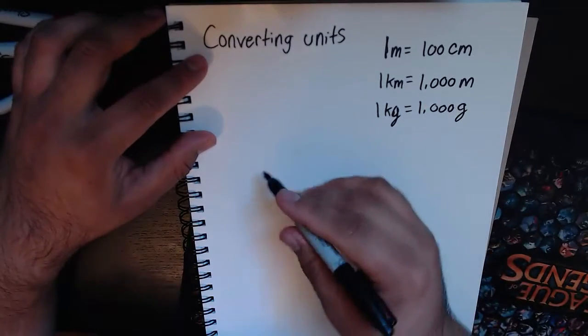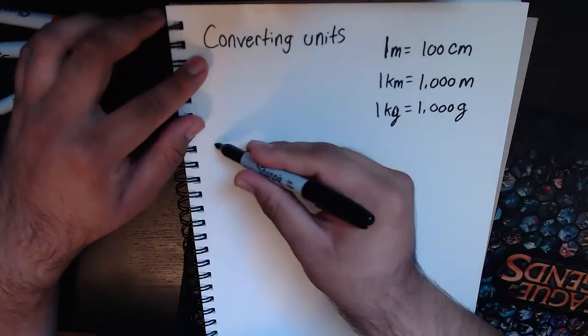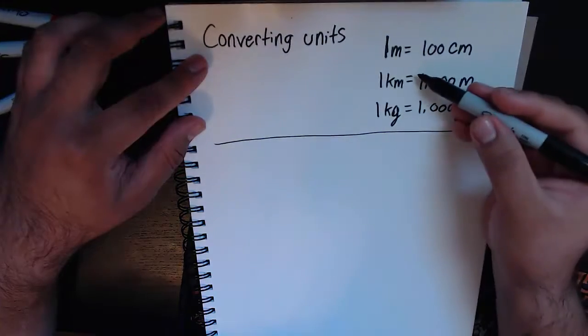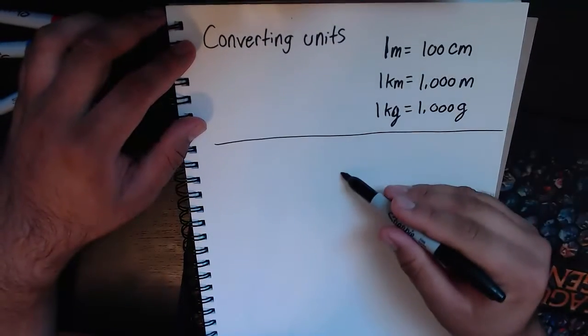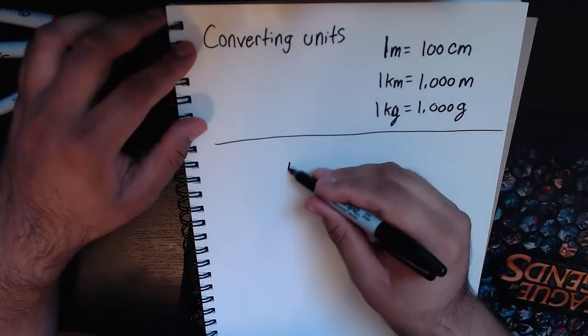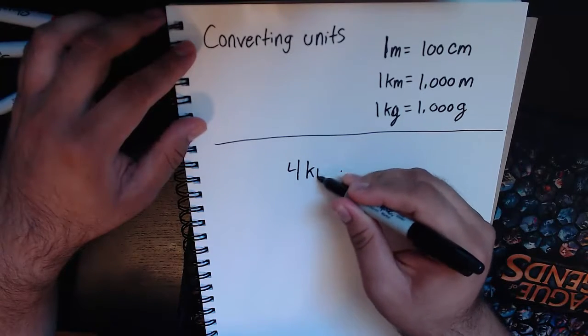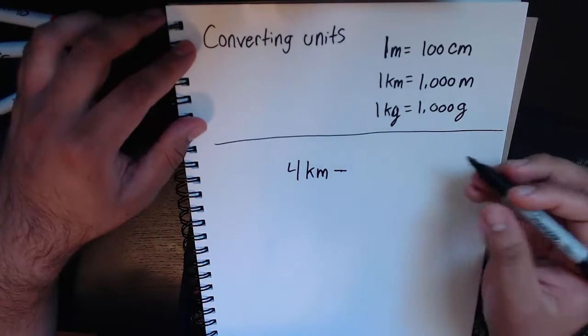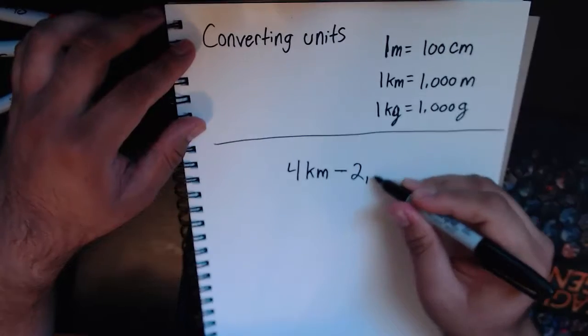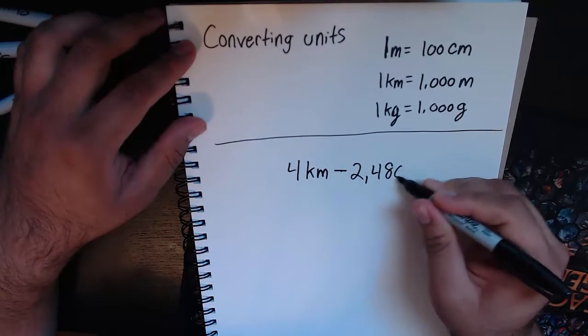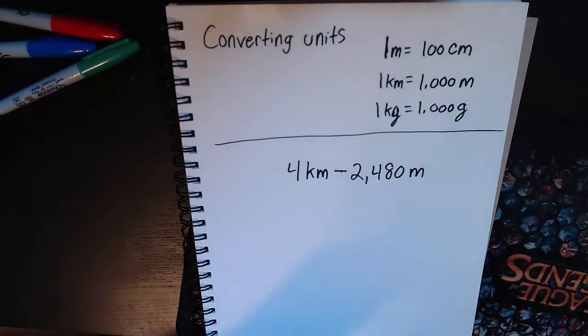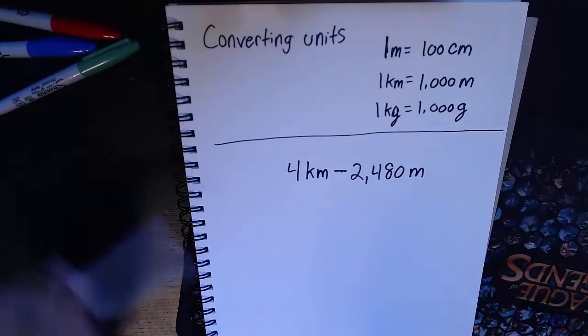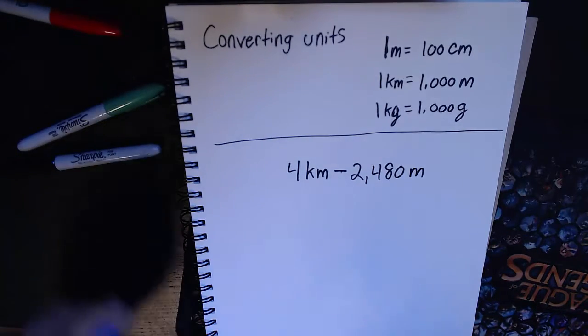Now, the first thing that I want to do is write down my problem that I'm going to work with. So I'm going to draw a little line right here to separate my information and what I'm doing with my question. Now, my question is going to be 4 kilometers subtract 2,480 meters.